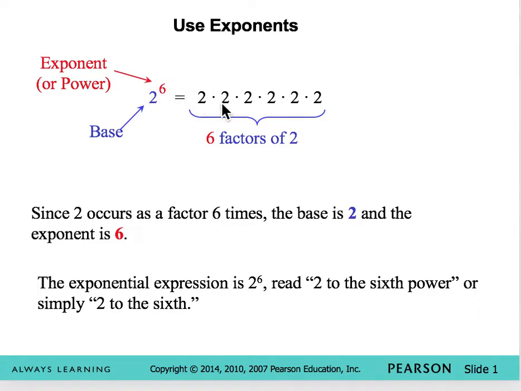It's 2 times 2 is 4, times 2 is 8, times 2 is 16, times 2 is 32, times 2 is 64. So 2 to the 6th is 64. Okay, so the base is 2, the exponent is 6. So you can read it 2 to the 6th power or just 2 to the 6th. Okay, so that we know. That we've dealt with.